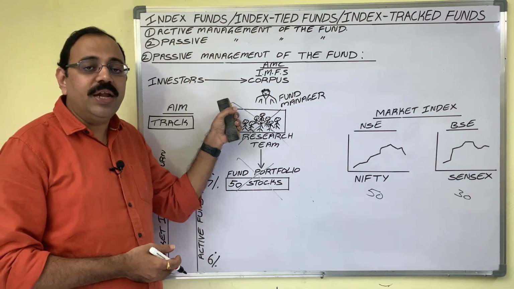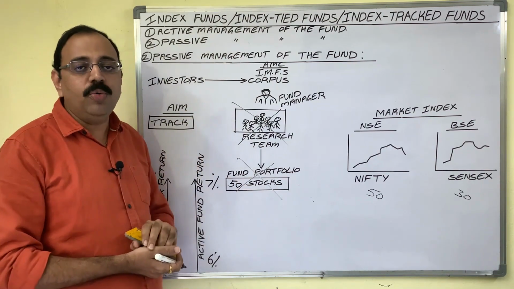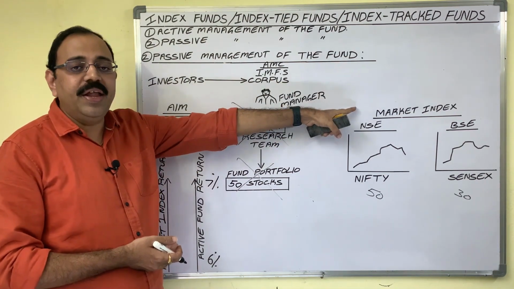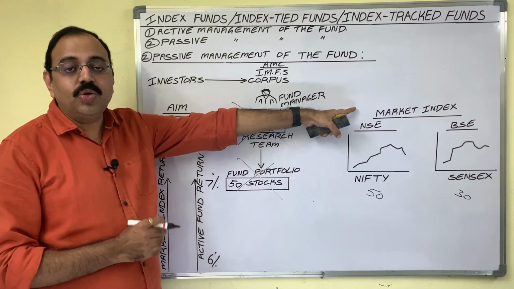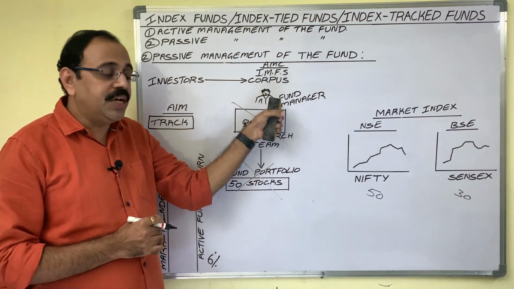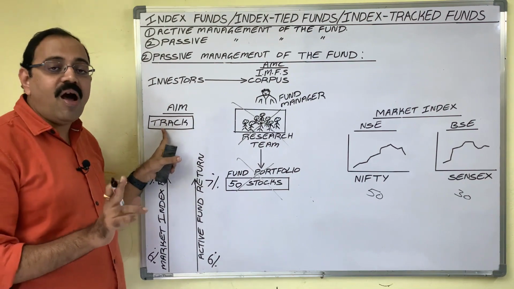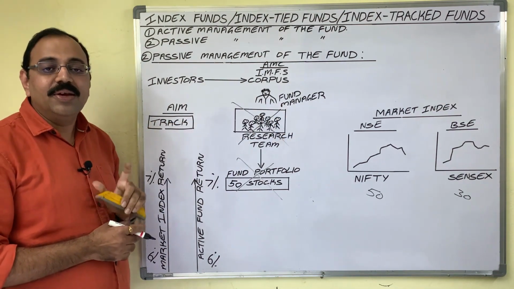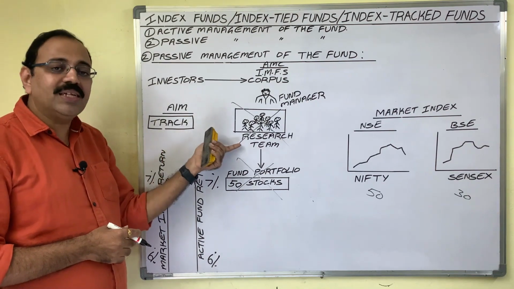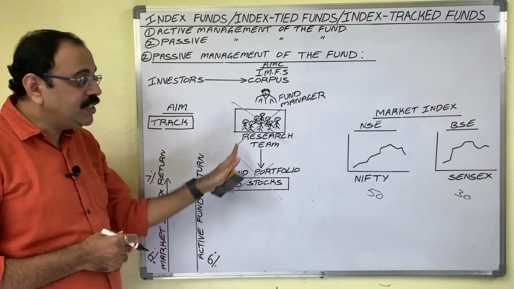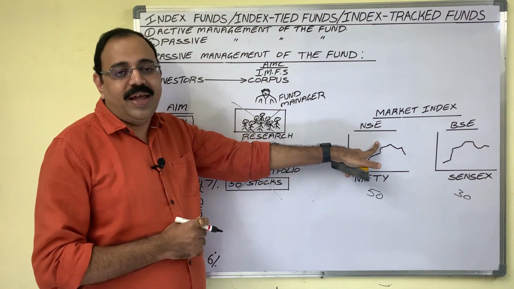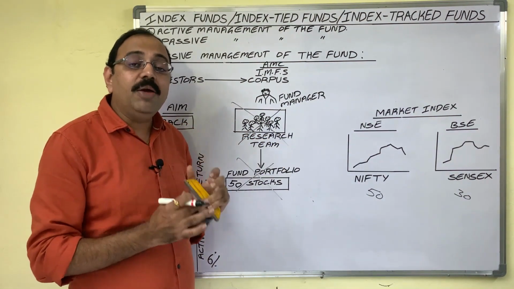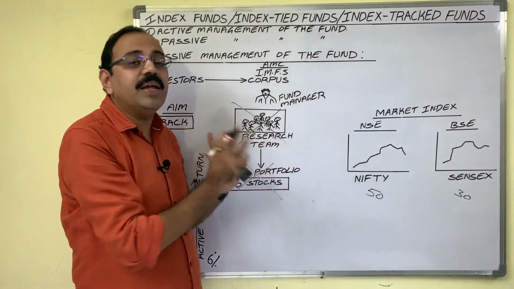He believes that it is almost impossible to beat the benchmark, nothing but the market index, in the long term. So the main aim of the fund manager is not to create alpha. His aim is to track the market index. Means an index fund is benchmarked with a market index. Like a student copies in the exam, similarly, the fund manager simply copies the benchmark index.